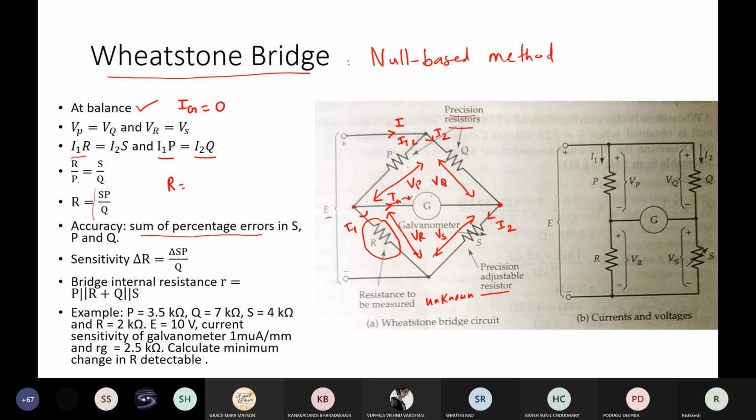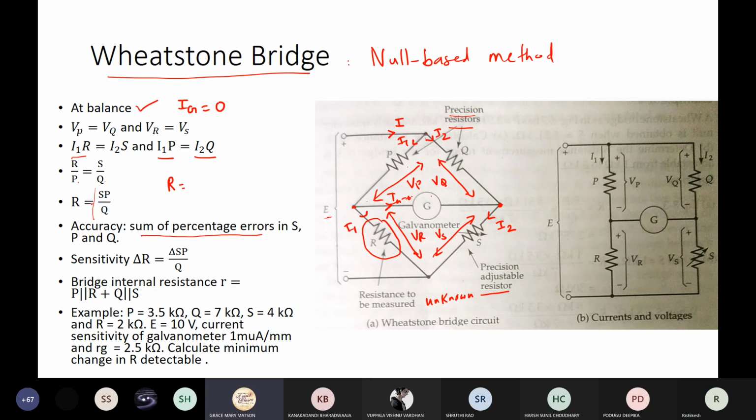Which type of error? Maximum possible error? And if you want to calculate maximum likely error, then it is the root of the sum of squares. So now you can see the application of whatever topic we discussed at that time.